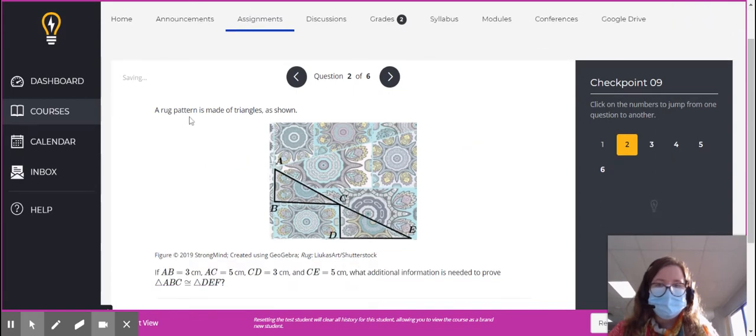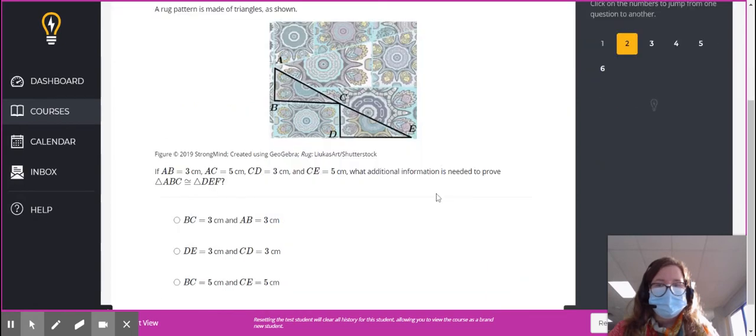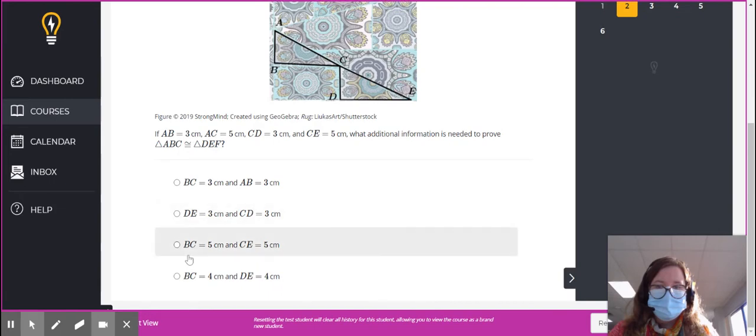So we have this rug. The pattern is made of triangles as shown. So if we know that AB is 3, AC is 5, and CD is 3, CE is 5, what more information do we need? So we talked about AB and CD, AC, and CE. So we need that bottom one. We need to prove that BC is the same thing as DE. So BC and DE. There we go.